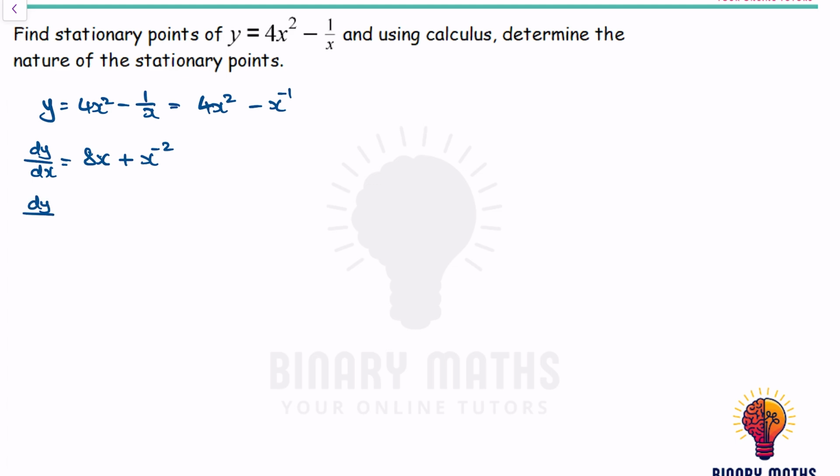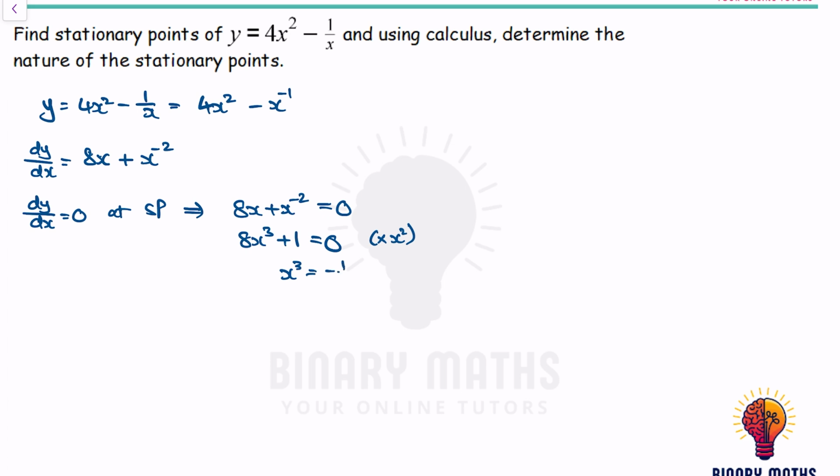Okay, and I know that dy/dx is equal to 0 at a stationary point, which means 8x plus x to the minus 2 is equal to 0. I don't like the look of x to the minus 2, so if I multiply through by x squared, I end up getting 8x cubed plus 1 equals 0, which means x cubed will be equal to minus 1 over 8, if I rearrange it, which means x will be equal to the cube root of minus 1 over 8, which is equal to minus a half.